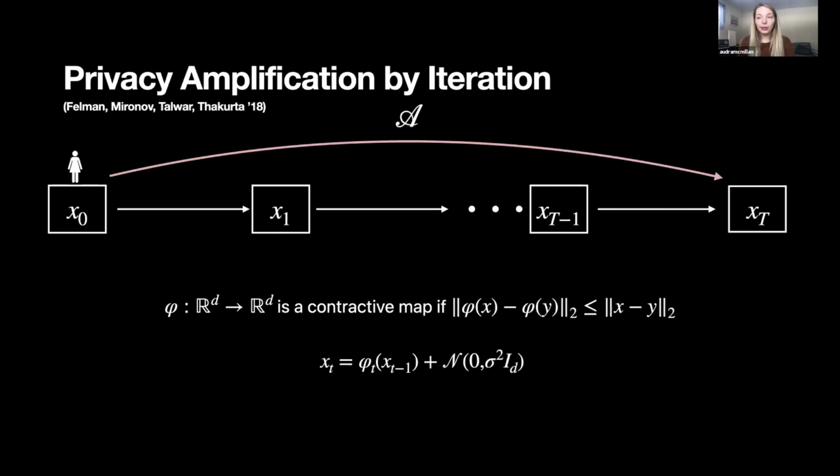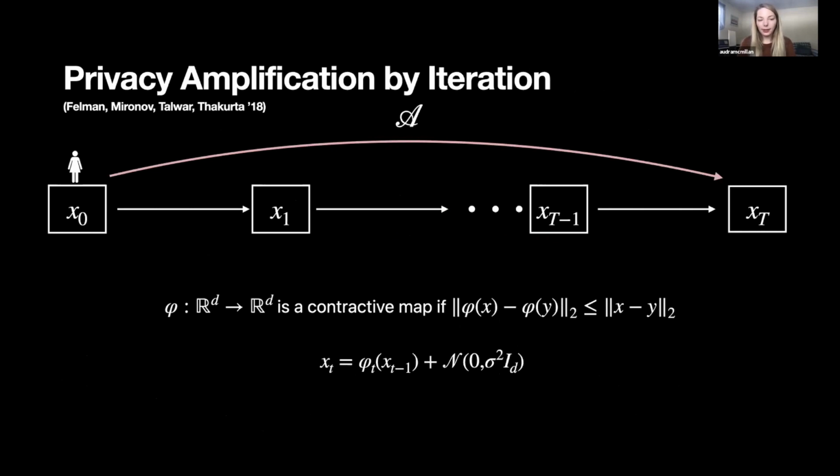And what it does is it looks at a very specific type of post-processing. So imagine this x0 is my person's data. So we have Alice here again with her data. And her data is going to go through a bunch of steps, and each of these steps has a very specific form. So I have a contractive map. A contractive map is just a map that reduces distances. So you might also know it as a one-Lipschitz map.